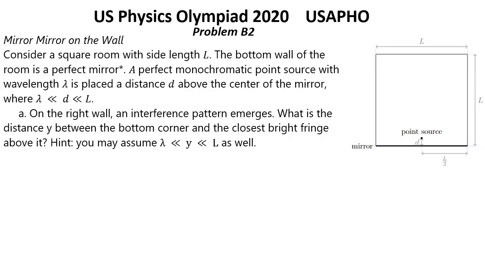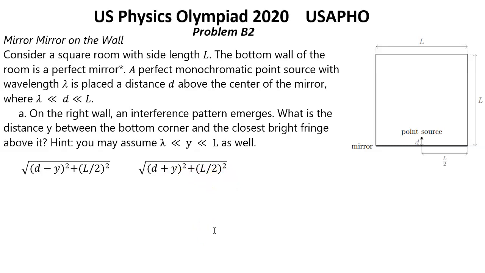Solution for problem B2. Question A. This setup is essentially a double slit experiment, with the second slit being the image of the point source on the other side of the mirror, with the additional phase shift from the mirror. The distance between the source and the spot y on the wall is given by this square root, and the distance between the image and spot y is given by this expression.